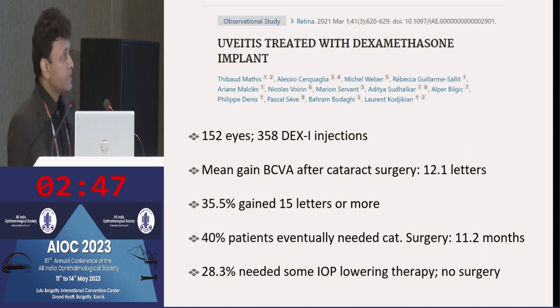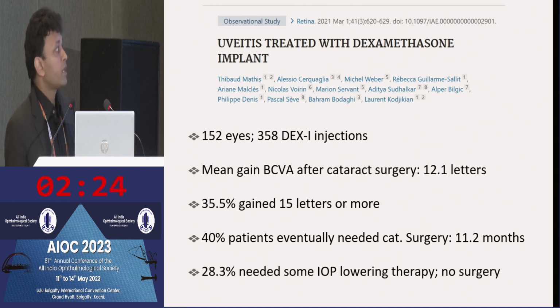This is yet another trial, or rather a retrospective study, that we had done. We collaborated with international centers to collect about 152 eyes that had received a total of 358 DEXA injections. The mean gain after cataract surgery was 12.1 letters, and 35.5% gained 15 letters or more. 40% of patients eventually needed cataract surgery at some point in time.